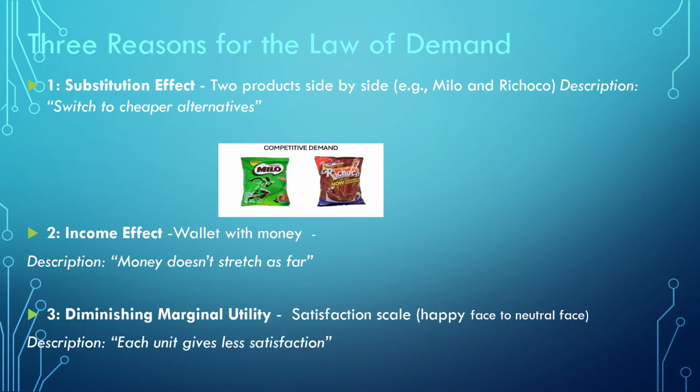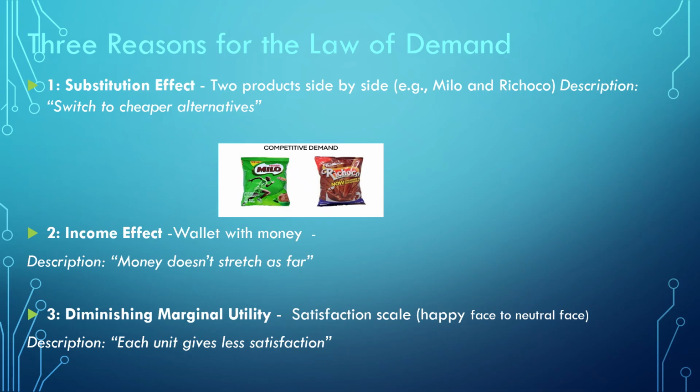What do you do? You switch to Rich Choco. You are substituting one product for another because the price difference makes Rich Choco more attractive. This is the substitution effect. Higher prices make a good less attractive relative to its substitutes, so people buy less of it and more of the alternative. Second is the income effect.